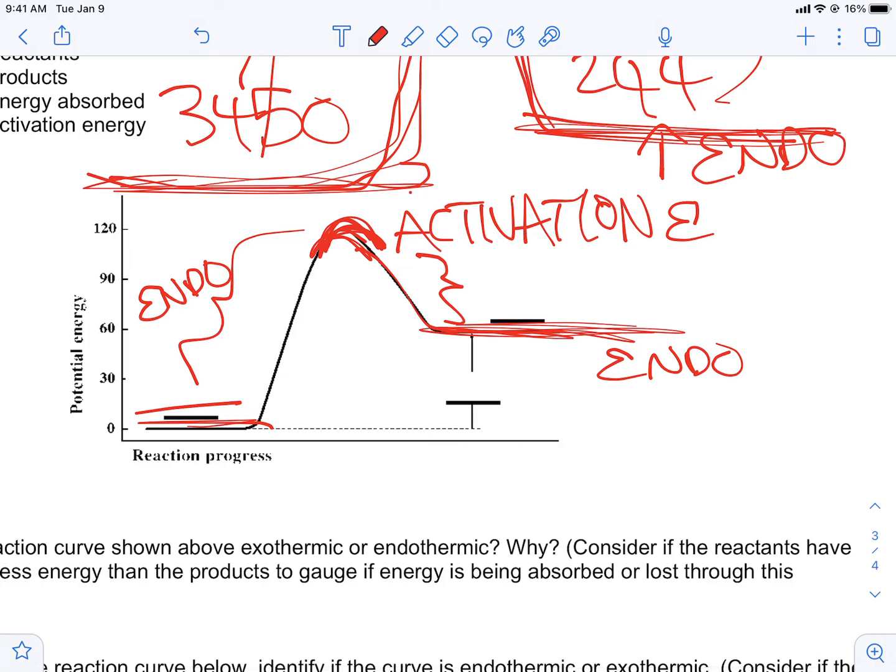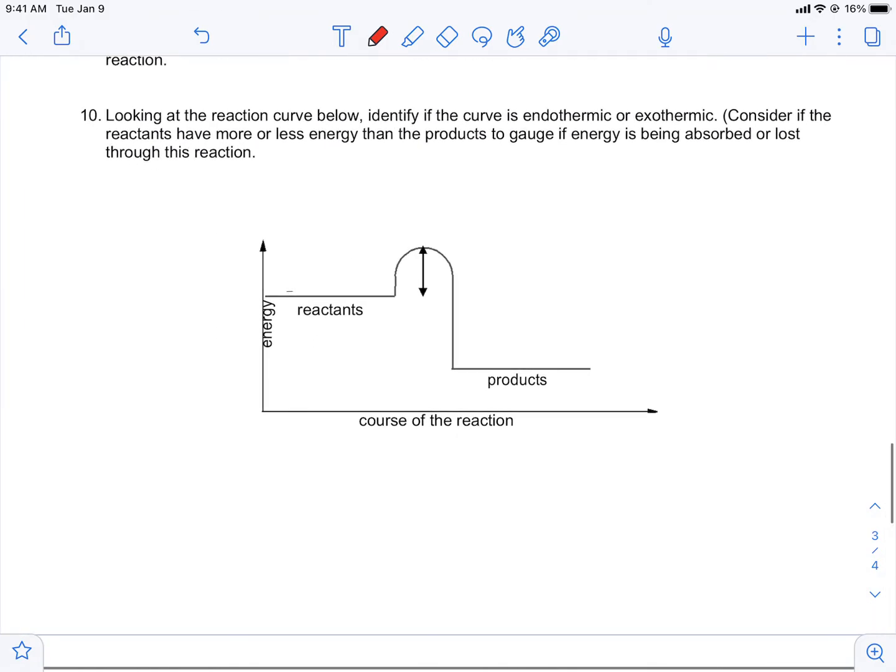Okay? This is the amount of change you had from the beginning level to the end level. What type of reaction would this one be? That's it.